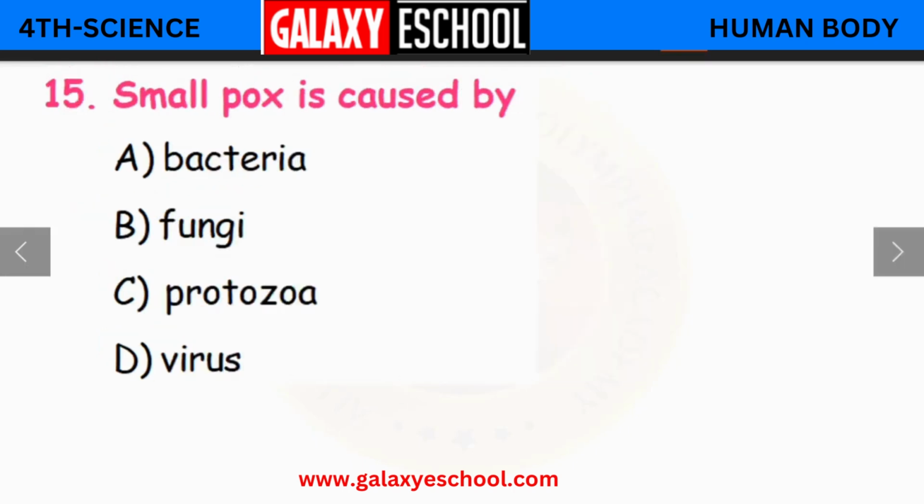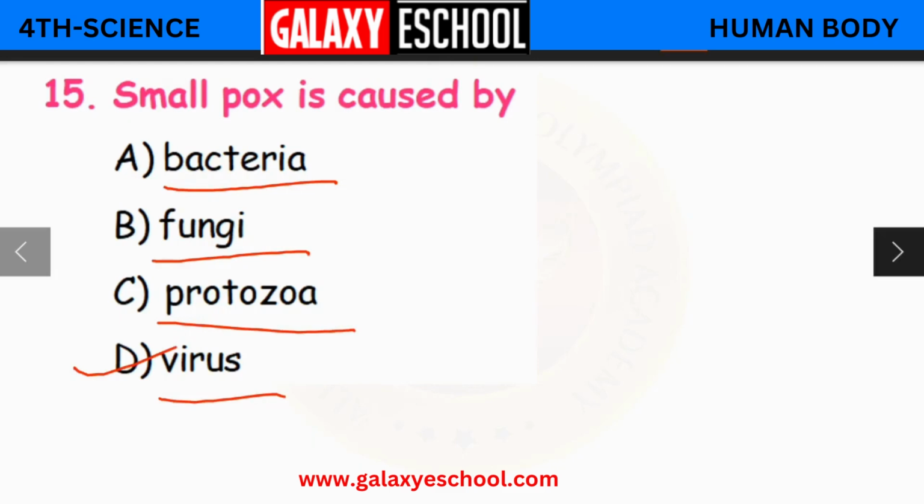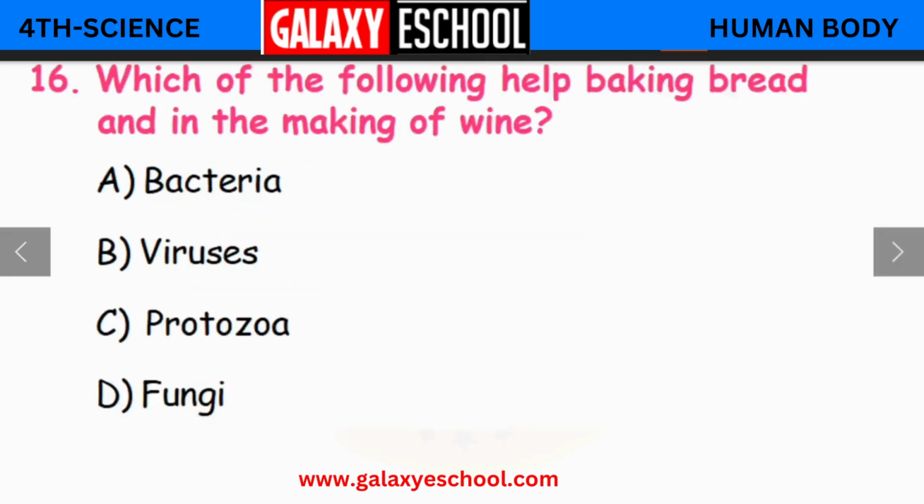Now 15th question, smallpox is caused by. Smallpox, this is one type of disease, children, a sickness. So what is it caused by? Bacteria, fungi, protozoa or virus, and it is because of virus. Okay children, so D is the correct answer.